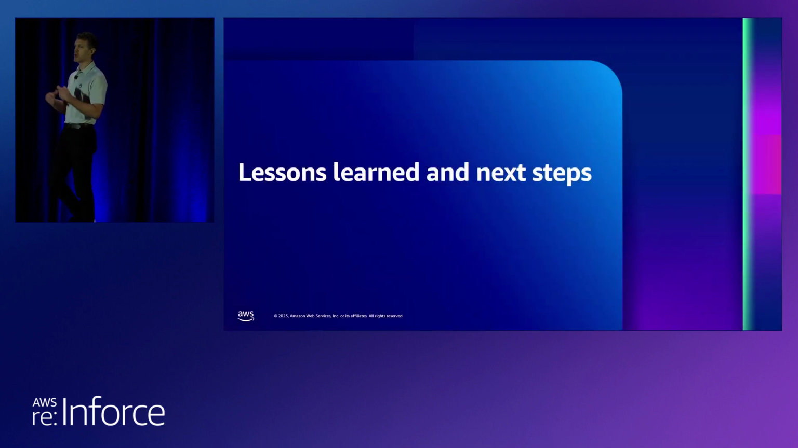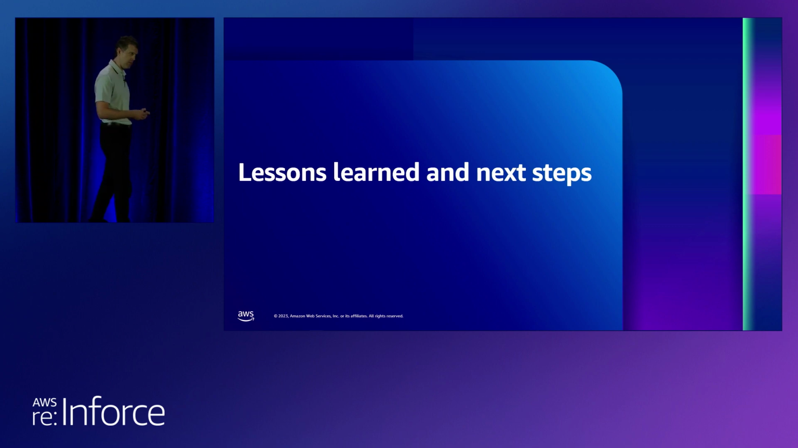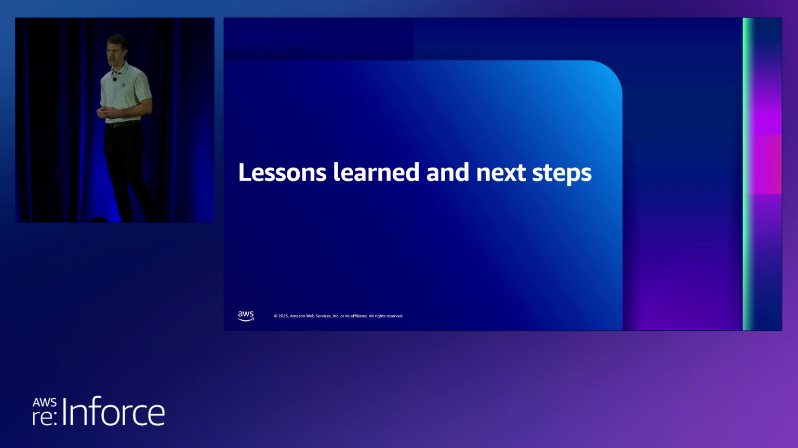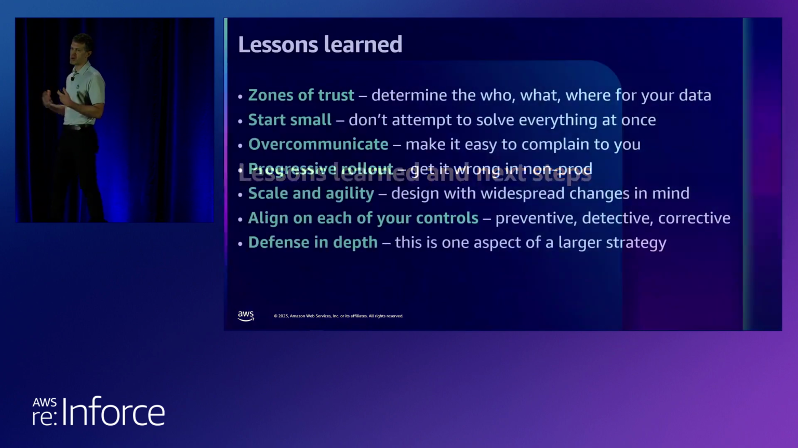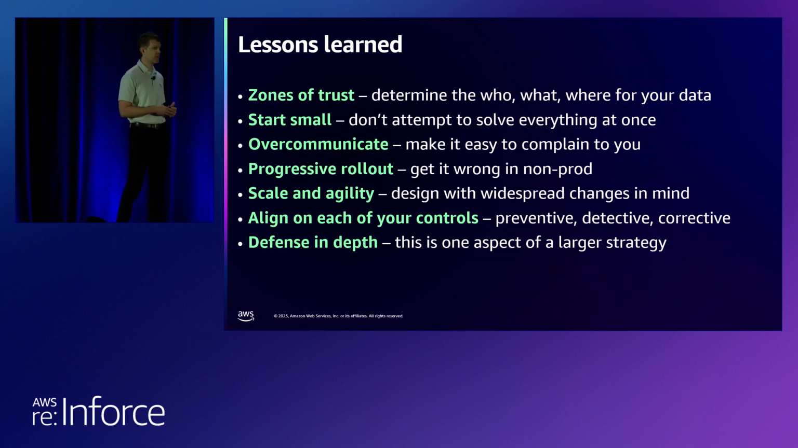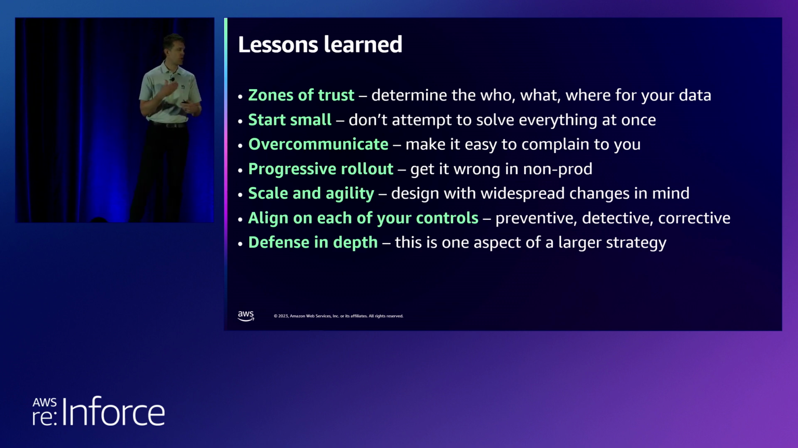Now, we've learned a lot in this journey, and so whether you're just starting your data perimeter journey or you're in the midst of it, there's a couple points and lessons learned that we'd like to share with you. The first is establish the zones of trust that matter to you, that are context specific to your business, and determine the who, the what, and the where for your data. Again, we leaned very heavily on telemetry, and it was a great starting point that allowed us to create policies and get off the ground.